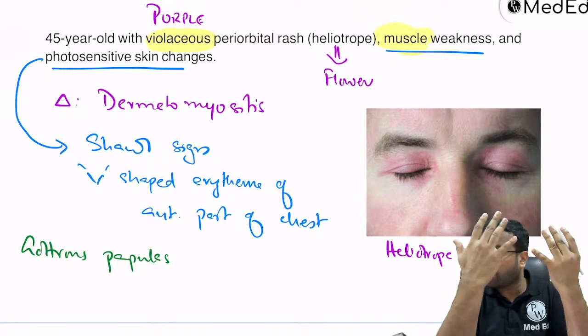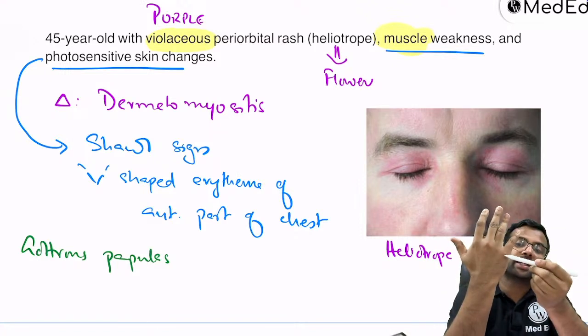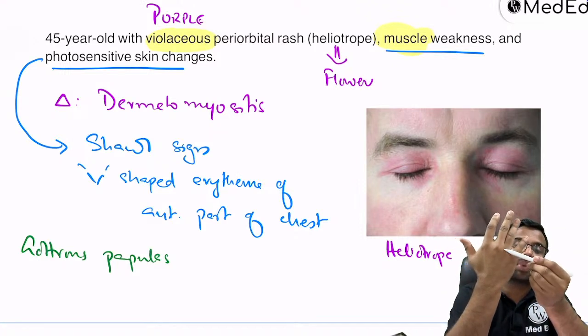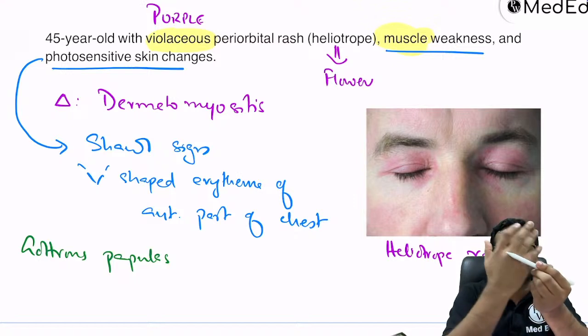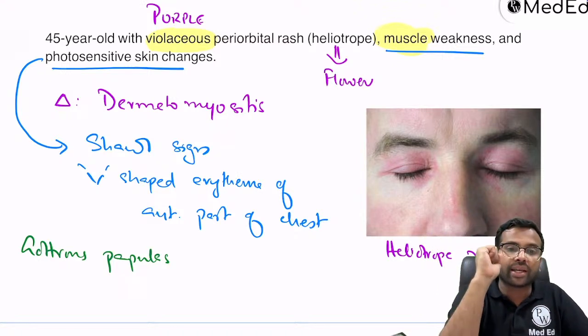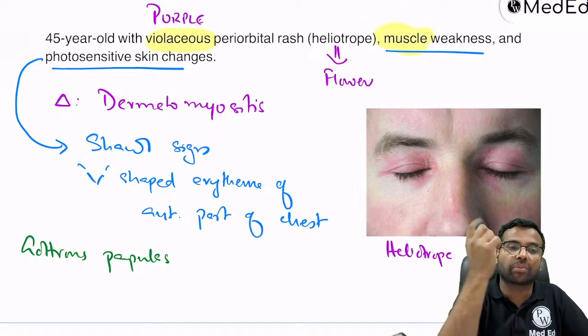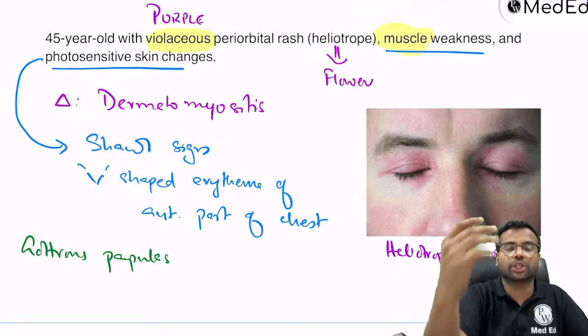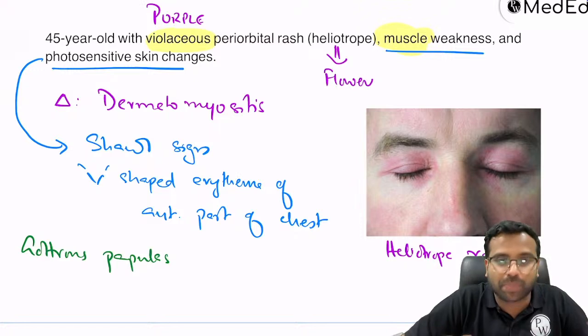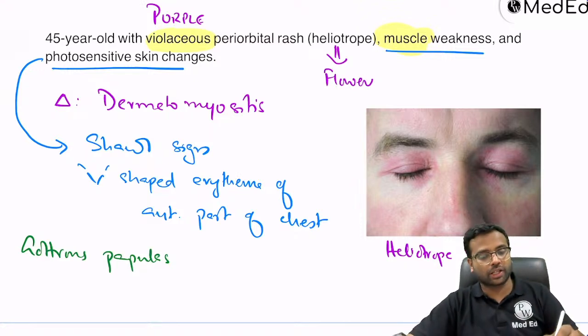So in Gottron's papules, what happens? You can see an erythematous plaque lesion over the joints, like the interphalangeal joints. You can see a rash, but the area in between the joint spaces is going to be spared. That is how you can diagnose Gottron's papules.